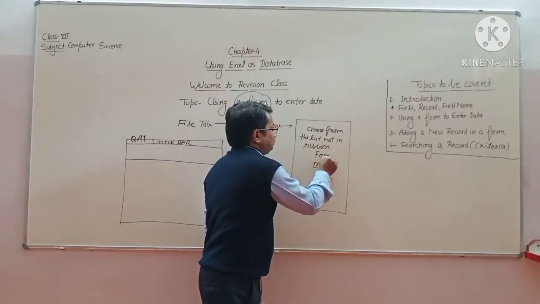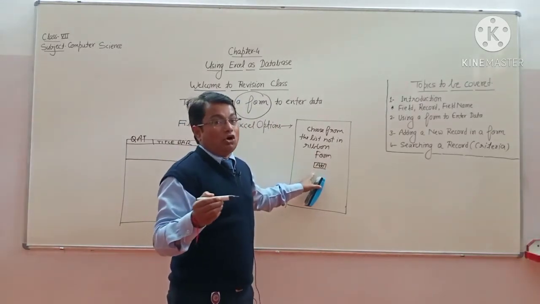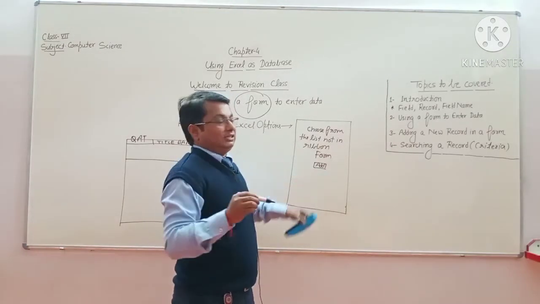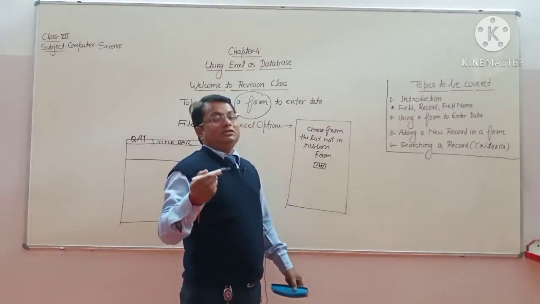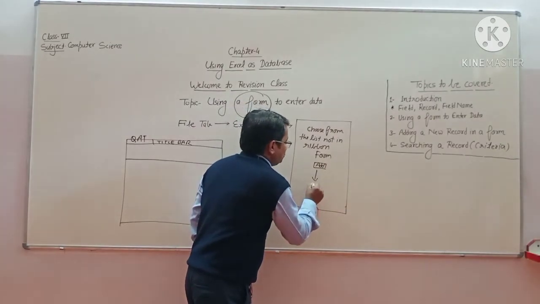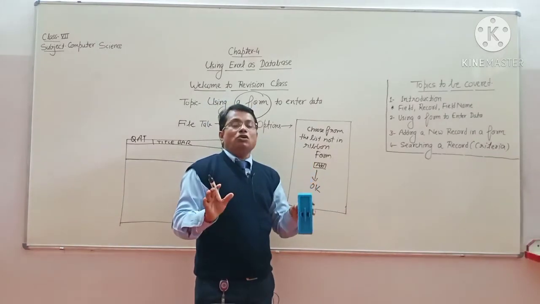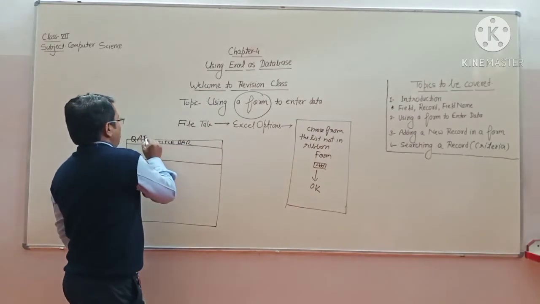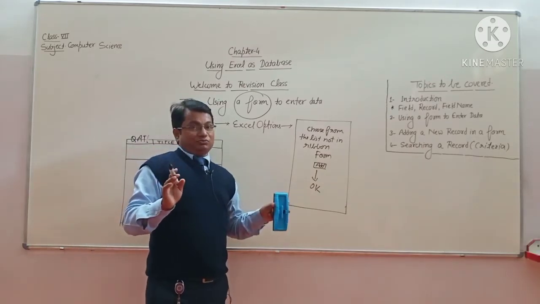Just click one time, it will be selected, and immediately you have to click on the Add button. Once you click on that, immediately it will come in the list. Finally, you have to click on the OK button, and now you are able to see that form option on the quick access toolbar. So this is the way to have the form option.